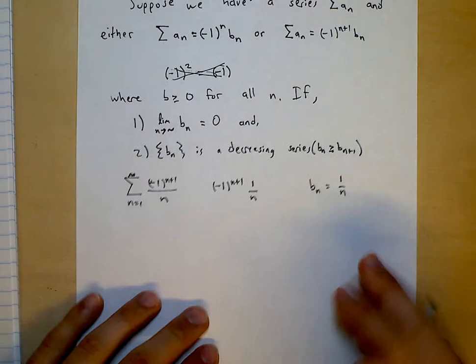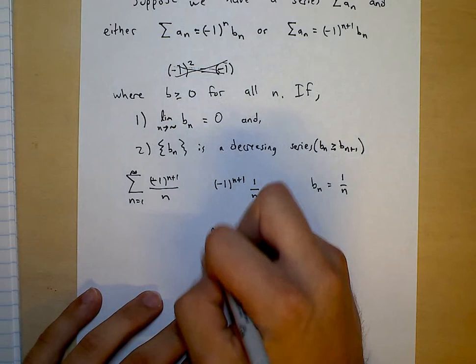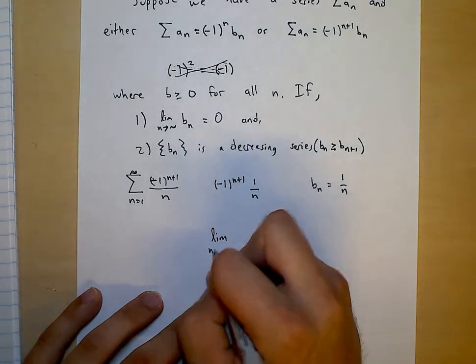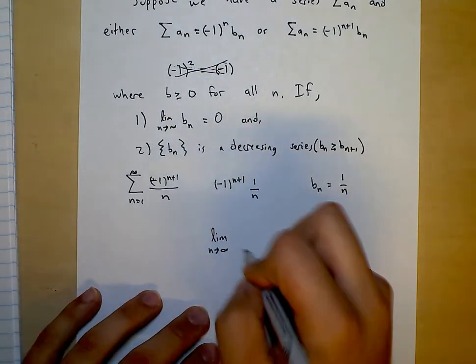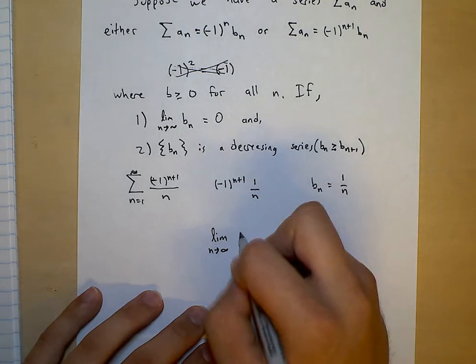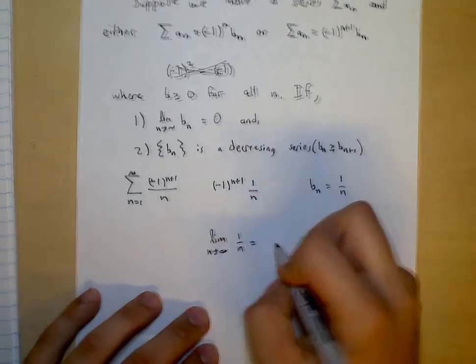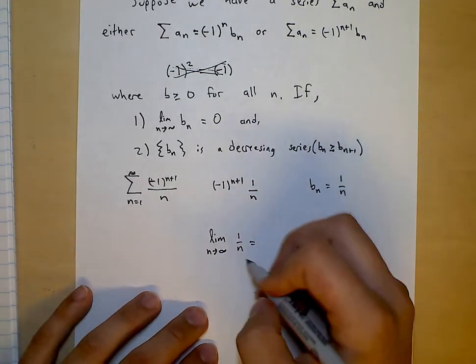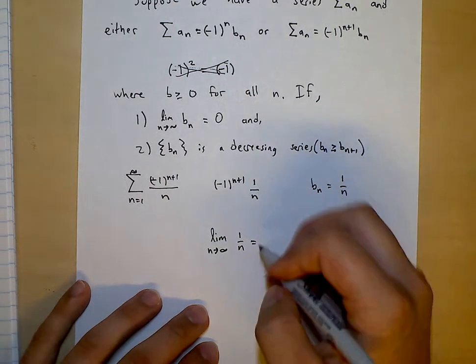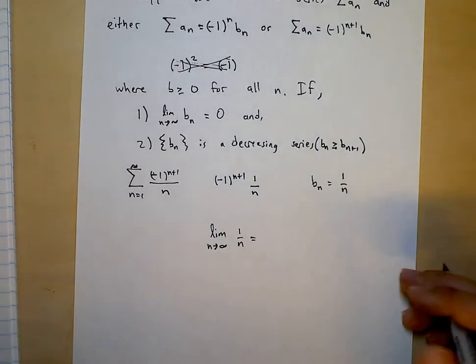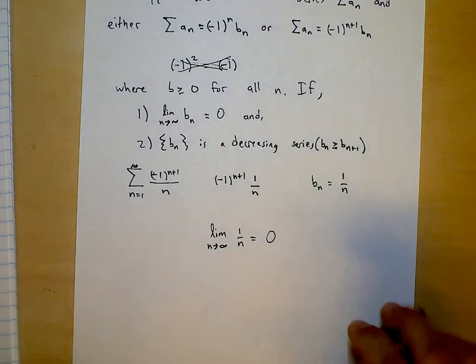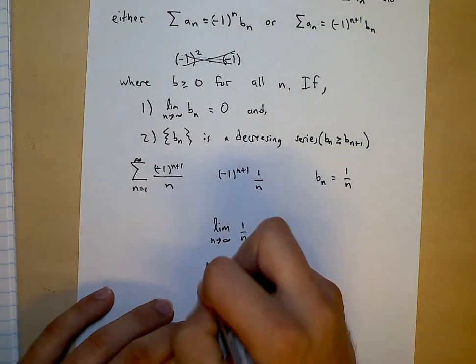So, following the first criteria, if we take the limit as n goes to infinity of b sub n, or 1 over n in this case, we need to get 0, which in fact we do, because 1 over an infinitely vastly large number is simply 0. So then we approach the second criteria.